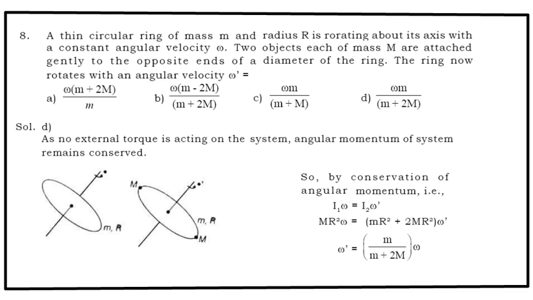Omega 1 is omega, omega 2 is omega dash. Now since it is a ring, its moment of inertia would be mr square. And since the masses are attached, that moment of inertia would be added in the next part. That is, I2 would be equal to mr square, which is the moment of inertia of a ring, plus 2MR square, which is the moment of inertia of these additional two masses. So omega dash is equal to small m upon small m plus 2 into capital M into omega, which is expression D.